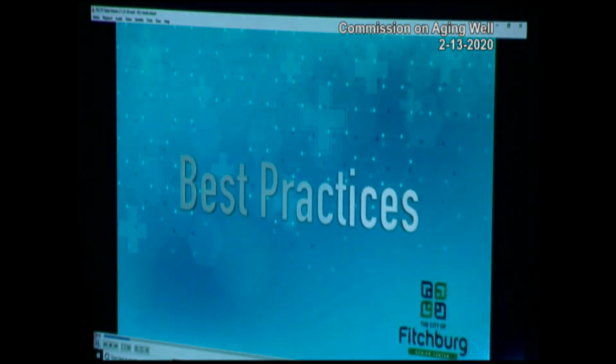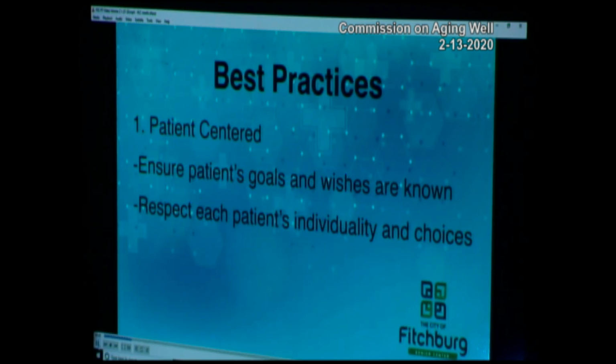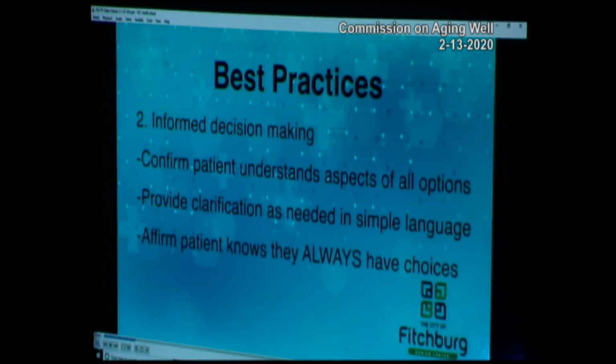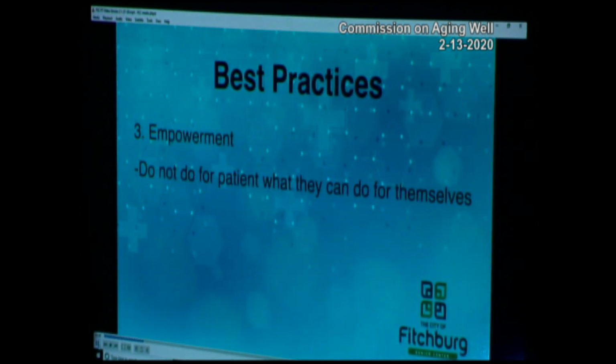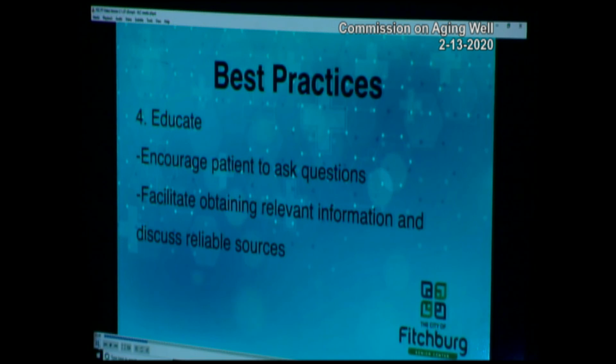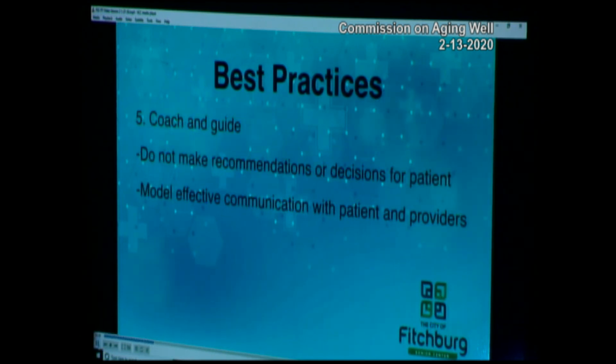Here are some recommended best practices. The first recommendation is to be patient-centered. Ensure the patient's goals and wishes are known. Respect each patient's individuality and choices. The second recommendation is for informed decision-making. Confirm the patient understands the aspects of all options. Provide clarification as needed in simple language. Affirm the patient knows they always have choices. The third recommendation is empowerment. Do not do for the patient what they can do for themselves. The fourth recommendation is to educate. Encourage the patient to ask questions. Facilitate obtaining relevant information and discuss reliable sources. Lastly, coach and guide the patient. Do not make recommendations or decisions for the patient. Model effective communication with the patient and providers.